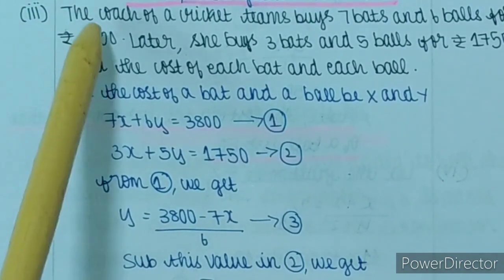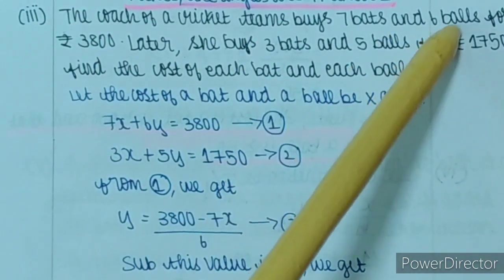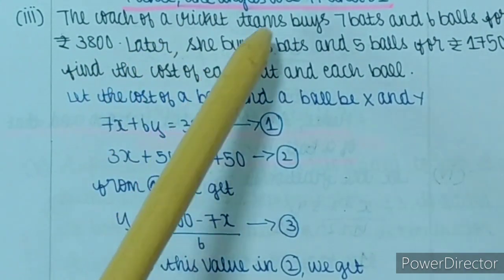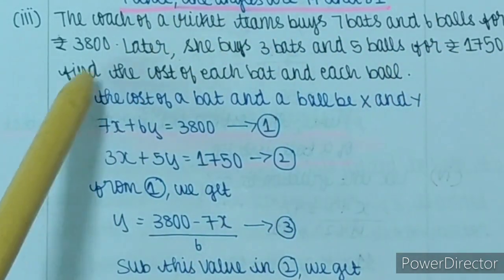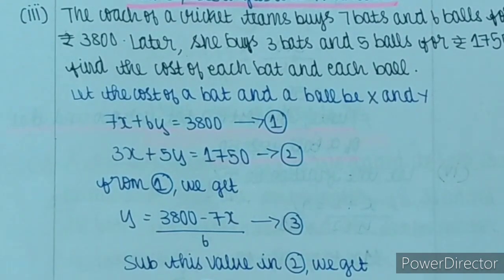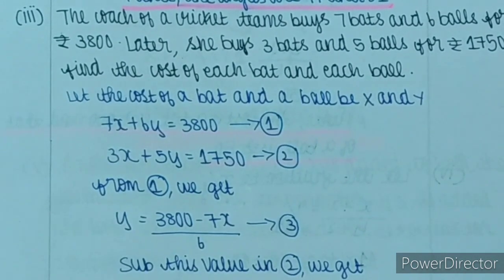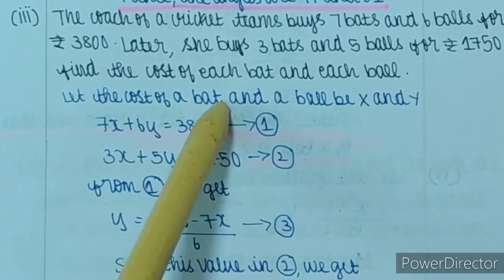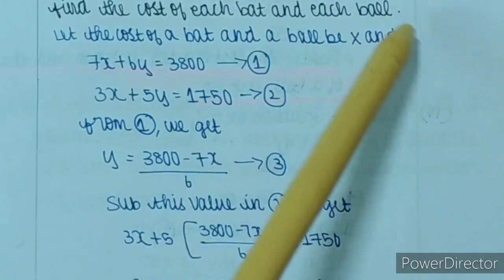The third subdivision is: the coach of a cricket team buys 7 bats and 6 balls for rupees 3,800. Later, she buys 3 bats and 5 balls for rupees 1,750. Now find the cost of each bat and each ball. Now again, we need to denote the x and y values and then form the equations according to the statement. Let the cost of a bat and a ball be x and y. Bat is x and ball is y.